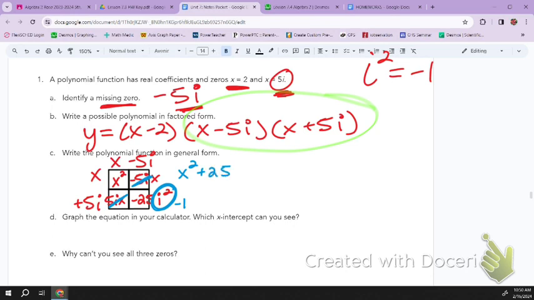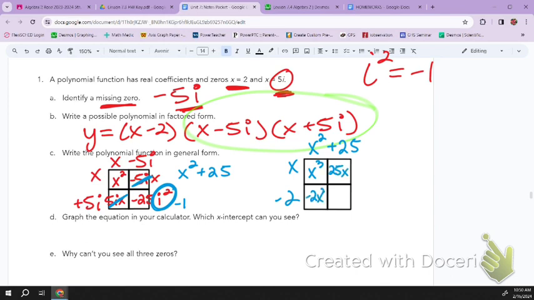Okay? We still have one more factor. So what do you think we have to do? Yeah, you're right. One more box. So we're going to do x squared plus 25 times x minus 2. x cubed minus 2x squared, plus 25x minus 50. Questions?